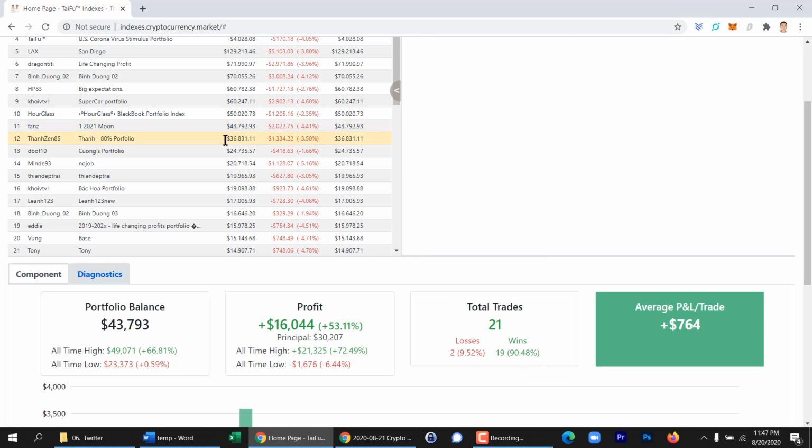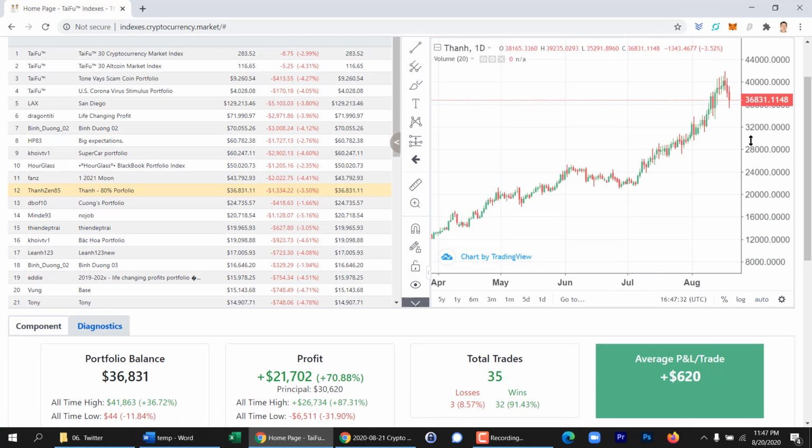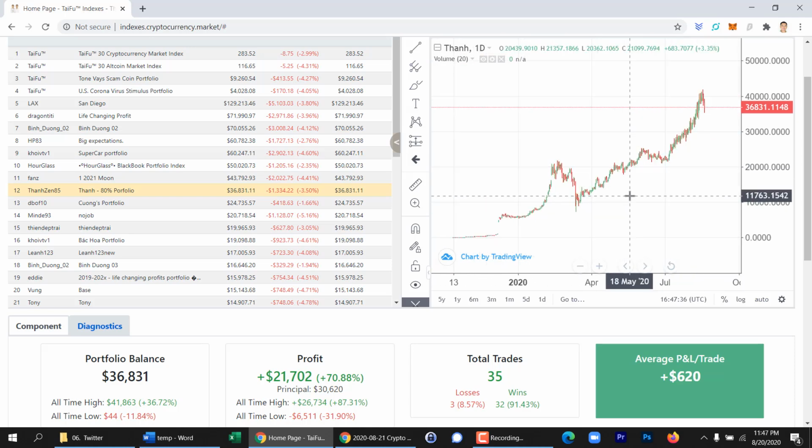So let's look at this 80% portfolio here. Okay, now this one has 35 trades in it, right? 35 trades. Let's look at this and see what it looks like. So there was money added right there, money added right there, right? Now, right there, guys, that's a mistake. Do not add more money after the market runs up. See, this trader added more money, and then it started to go up, and it started to go down. I don't know what happened here.